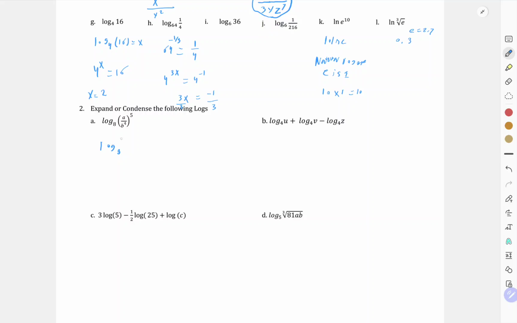But when it's to the power of 5, that means anything to the power, because it's like this, right? So you can't leave it like that. You can do log 8a, and then you need to bring the exponent to the front. So it's 5 log 8a.